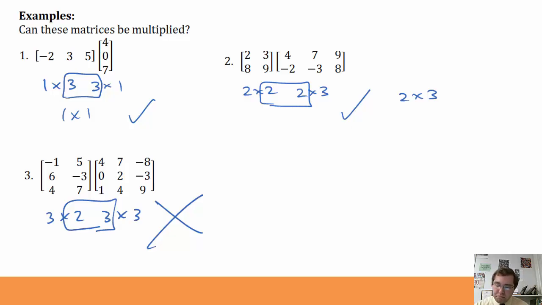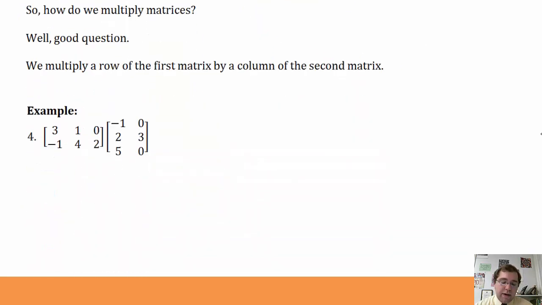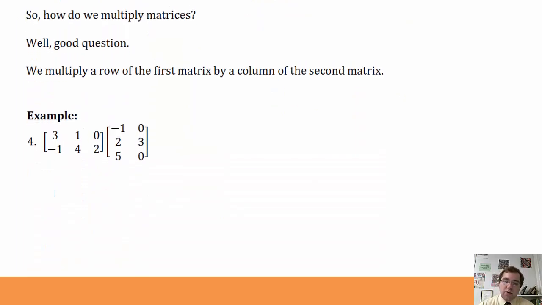All right. So, if they are multipliable, how do we do it? How do we multiply matrices? Well, that's an excellent question. It is not as simple as just multiplying the components. That does not work. Instead, we multiply a row of the first matrix by a column of the second matrix. It will make more sense as you watch me do an example. You need to watch and listen.